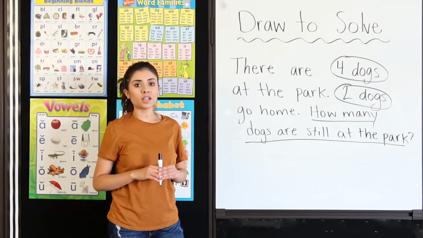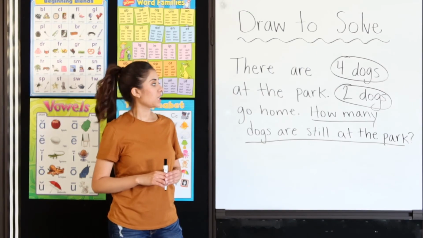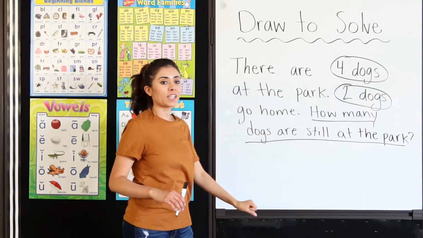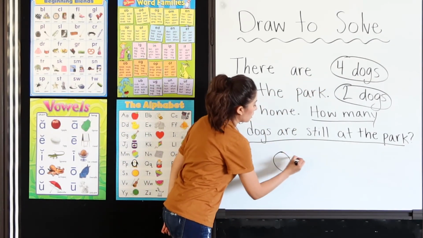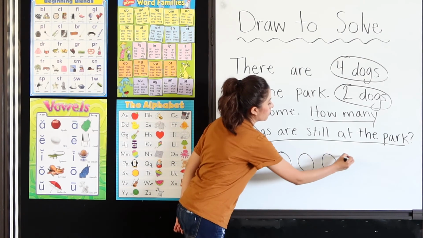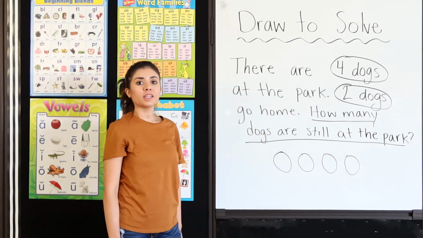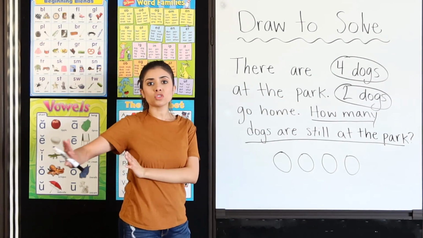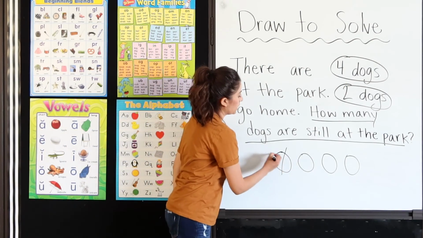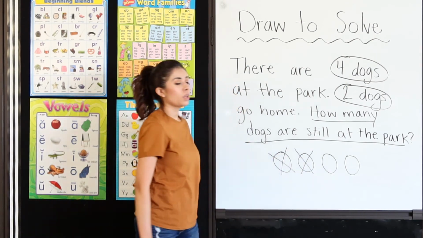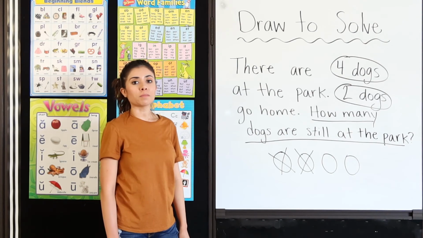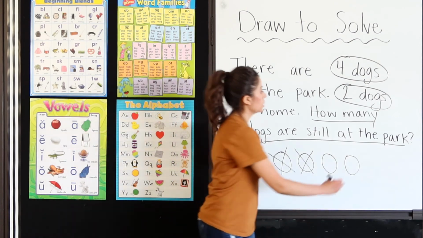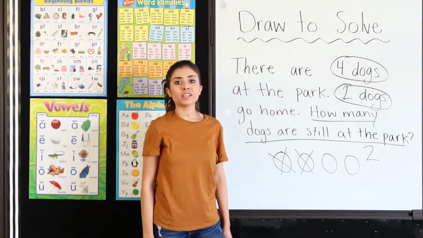Now step 4 is to draw a diagram to solve our problem. Let's go ahead and draw 4 dogs because that is what we started with, right? 1, 2, 3, 4. Okay? How many dogs went home? 2. Let's go ahead and take those 2 away. 1, 2. So how many dogs are still at the park? Let's count. 1, 2. 2 dogs are still at the park.